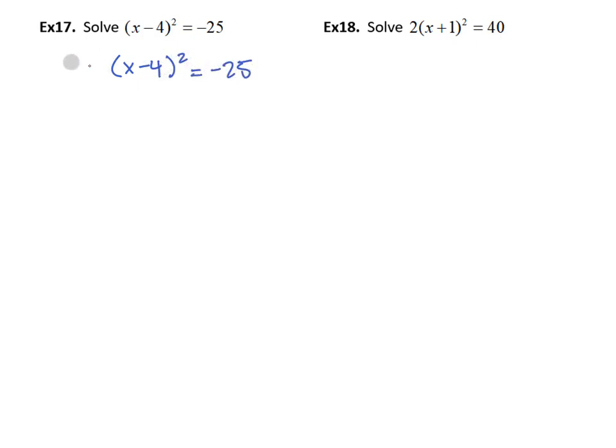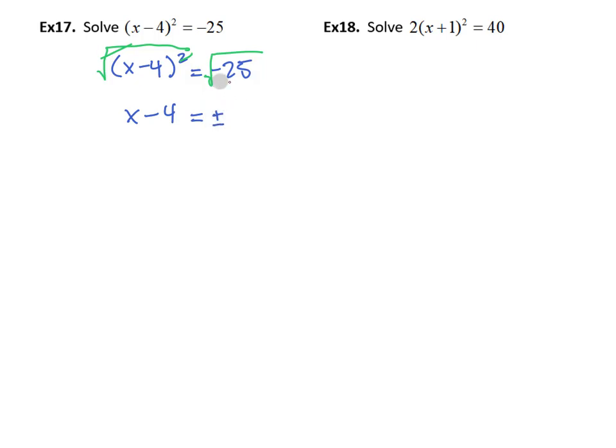Give myself some more room. And to get rid of that square, now that my quantity is by itself, we actually can square root both sides. So here the square root will cancel out our square. And that gives us the x minus 4 that's no longer squared equals. Now this is important. Anytime you square root both sides, don't forget to put your plus or minus again.